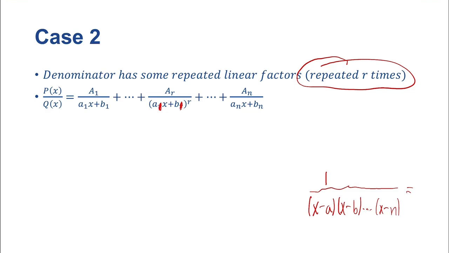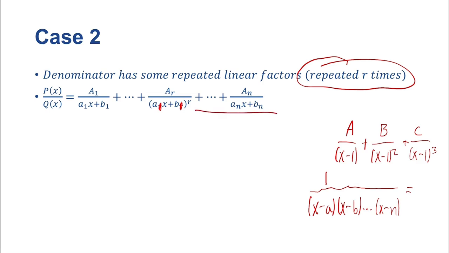For example, say I have something over (x minus 1) squared. Well, then I'm going to need to write out a over (x minus 1) plus b over (x minus 1) squared. Or if I have something cubed, then c over (x minus 1) cubed. So we need to keep writing it out in order for our partial fractions to work. And then we might still have some non-repeated terms, and those go out to our a sub n over a sub n x plus b sub n.